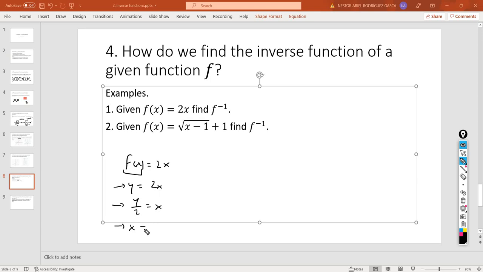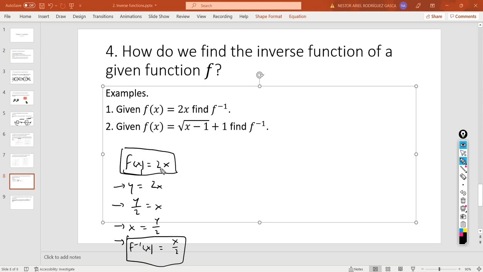put it on the left. And at this moment, when you have the x variable or the input variable isolated, change this for f inverse of x and change the y for x. And this is gonna be the f inverse, the inverse function for this particular function, which makes sense, right?